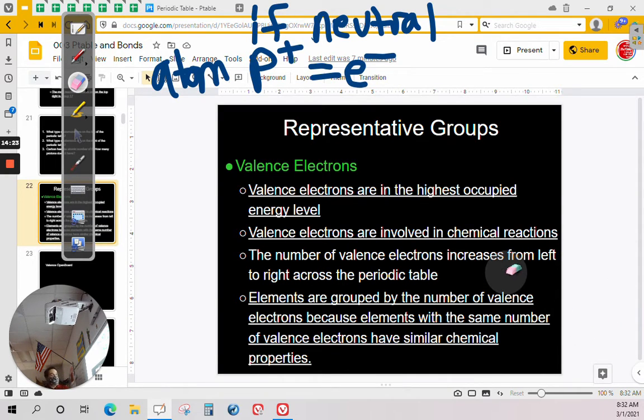So, key things to remember: valence electrons are involved in chemical reactions. Valence electrons are the highest occupied or the outermost electrons. And the key thing to remember here is that elements in the same group have similar properties. The reason they have similar properties is they have a similar number of valence electrons.